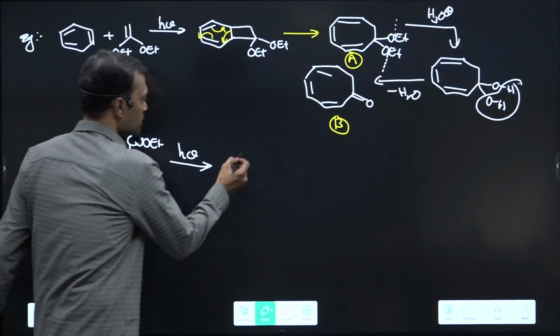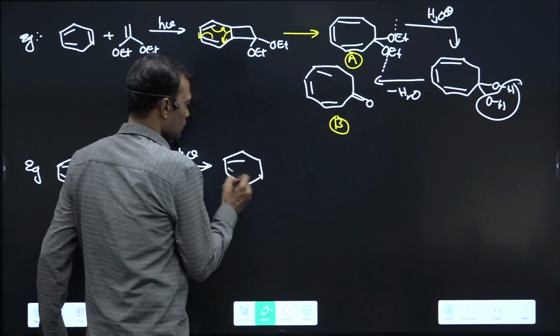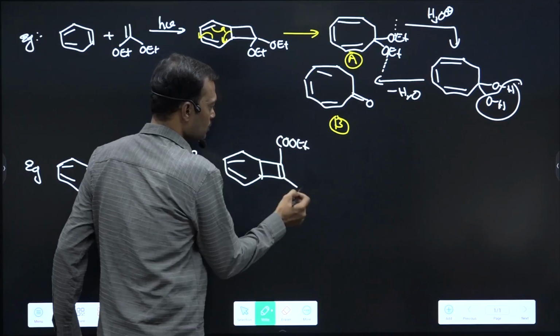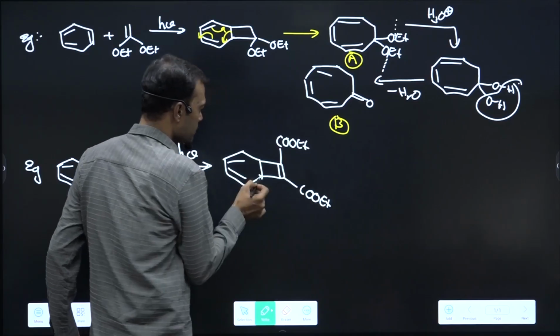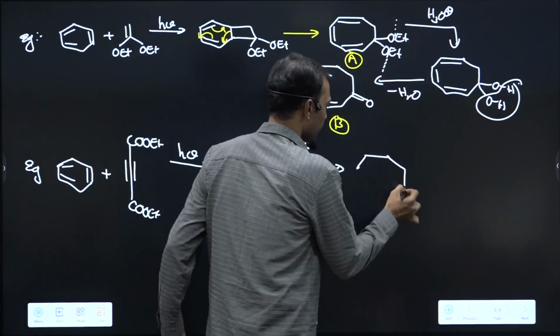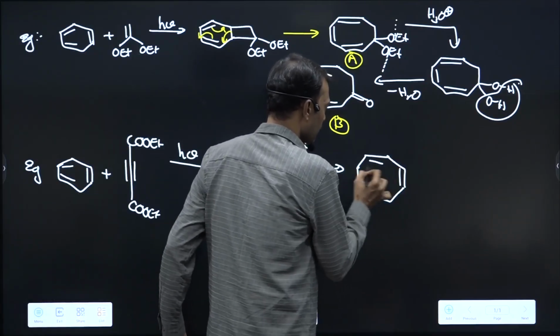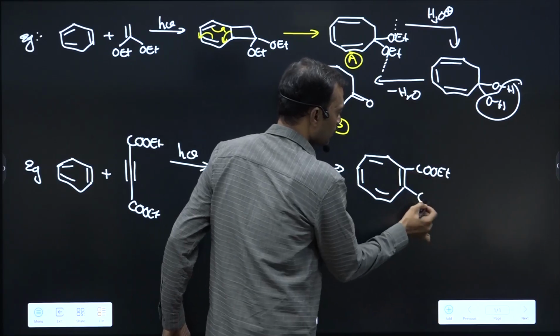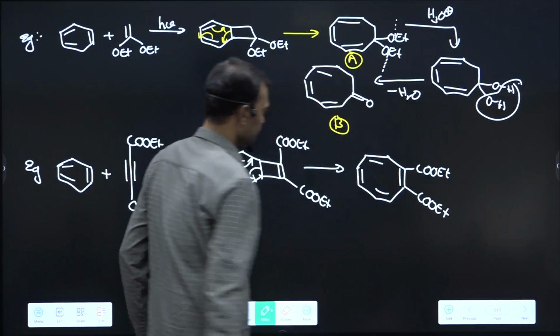Now 2 pi cycloaddition. So this is the double bond, COOET, COOET. Open this side and migrate here. So how many member ring? 8 member ring, and here COOET and here also COOET. That is the answer.